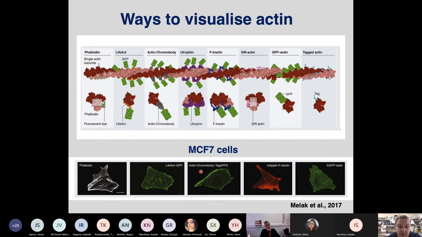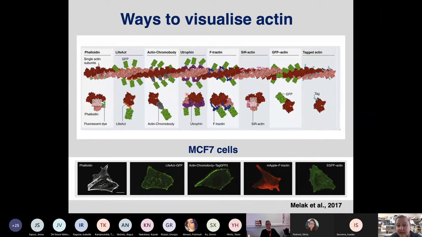Because on the bottom image, you see MCF7 cells, which is some crap cell line that, it's not a cardiomyocyte. So as far as I'm concerned, it's an inferior cell line. But just when you compare what you visualize with the different actin visualization tools, it becomes quite apparent that you're actually looking at different populations of the actin.